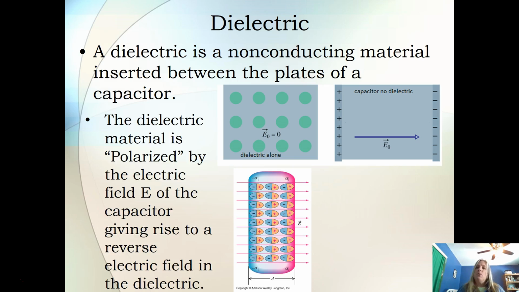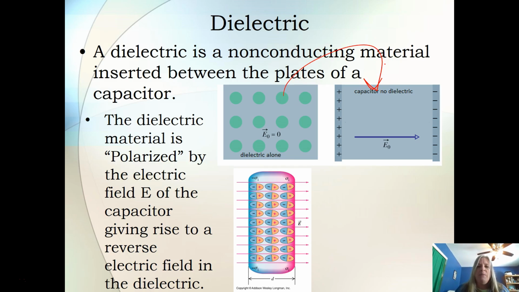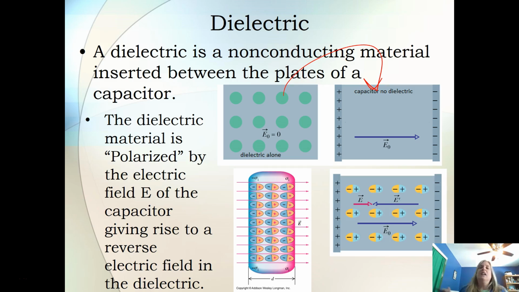Well, when we put the dielectric inside the capacitor, the electric field of the capacitor is going to cause polarization of the molecules in the dielectric. Now, it's not that the electrons can move. This is not a conductor. But the molecules are all going to shift so that the electron clouds are attracted to the positive side of the capacitor, and that leaves an electron deficient side on the negative side. And so we get this reverse electric field inside our capacitor.